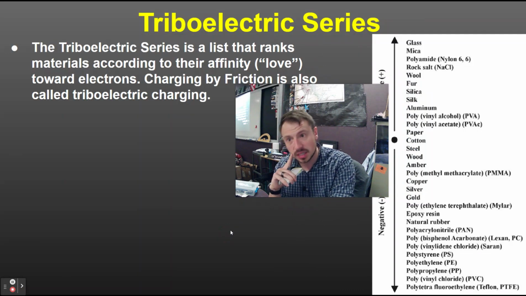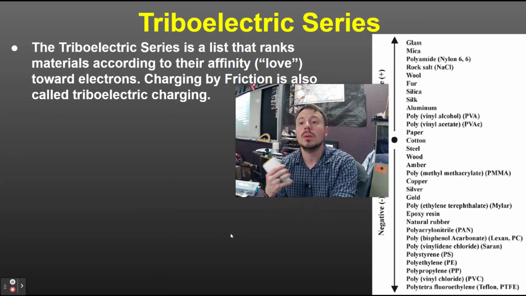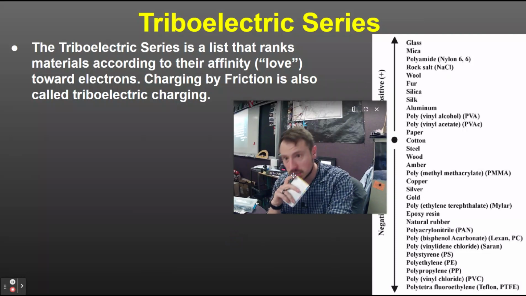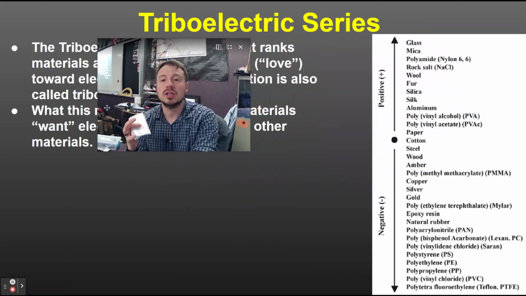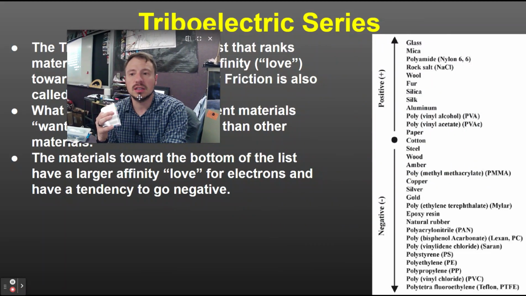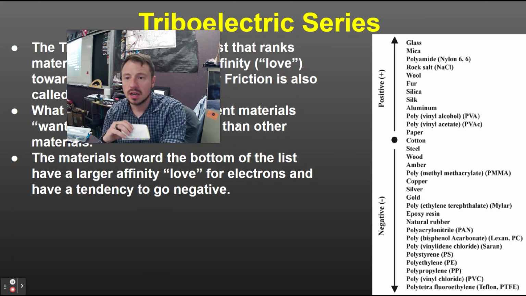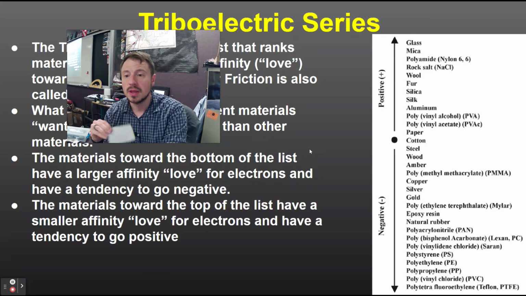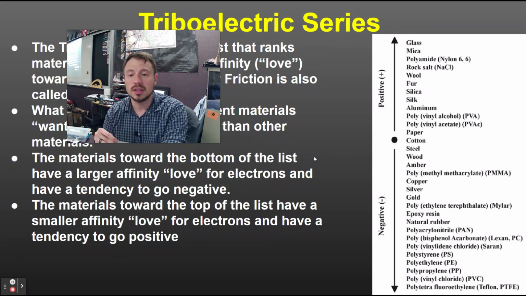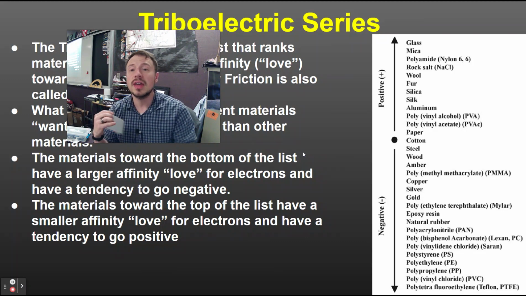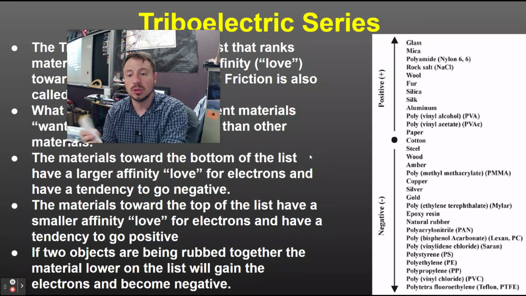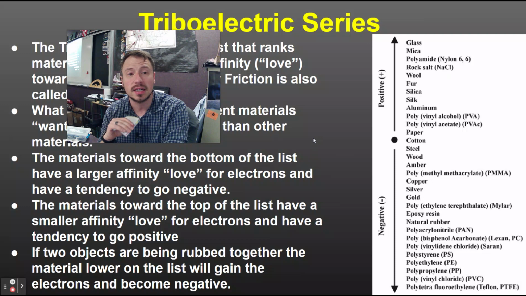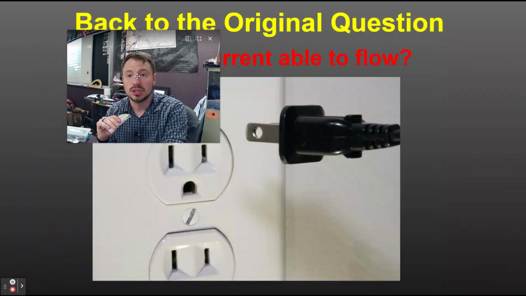The triboelectric series is a list that ranks materials according to their affinity or love towards electrons. Charging by friction is also called triboelectric charging. So different materials want electrons more or less than others. If we look at the list over here, the materials towards the bottom of the list have a larger affinity for electrons and have a tendency to go negative when being charged by friction. The materials towards the top of the list have a smaller affinity for electrons and have a tendency to go positive. They tend to give up those electrons to the other material. And if two objects are being rubbed together, the material lower on the list will gain electrons and become negative. This was the whole idea behind that lab that we just saw.